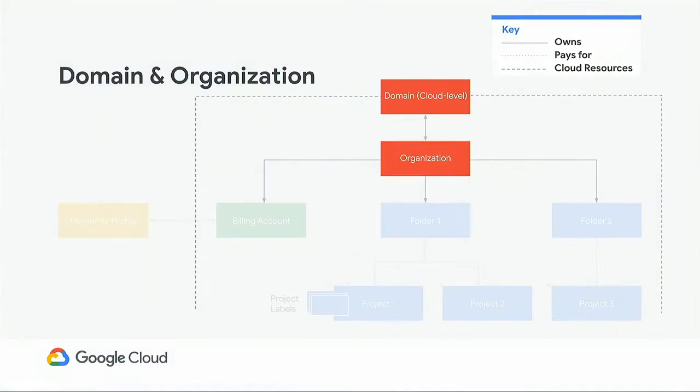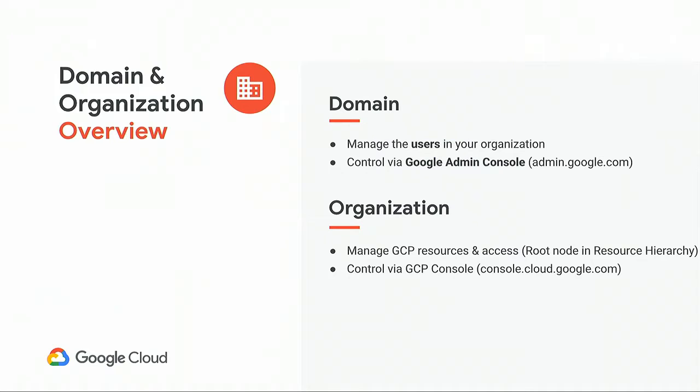So let's start with domains and organizations. Like we said, together these create this umbrella under which all of your cloud resources are nested. It helps you manage those resources and your users. These things are different, domains and orgs, but they map on a one-to-one basis, so you can think about them as two sides of the same coin. A good way to conceptually break these out is to think about the domain as the mechanism to manage your users, and the organization as the mechanism to manage your resources, as well as the access to the resources.